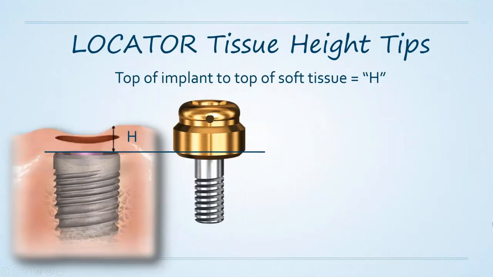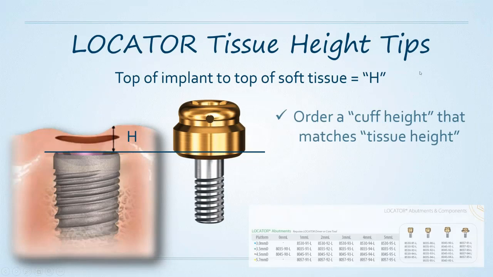What we do is we go ahead and we need to figure out the top of the implant to the top of the soft tissues. So right here is that same patient, legacy implant. We're going to measure from the top of this line right here to the top of the soft tissue. And that's going to give us a measurement. Why don't we call it H? We're going to order from our catalog corresponding to our implant system. This is out of the legacy catalog.